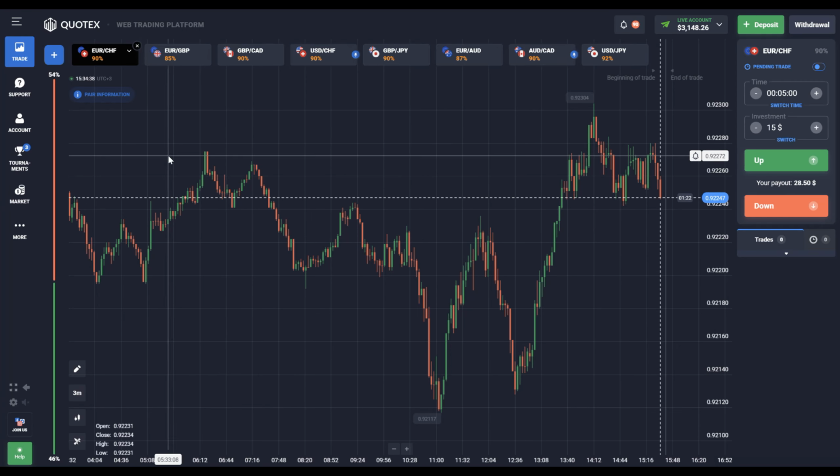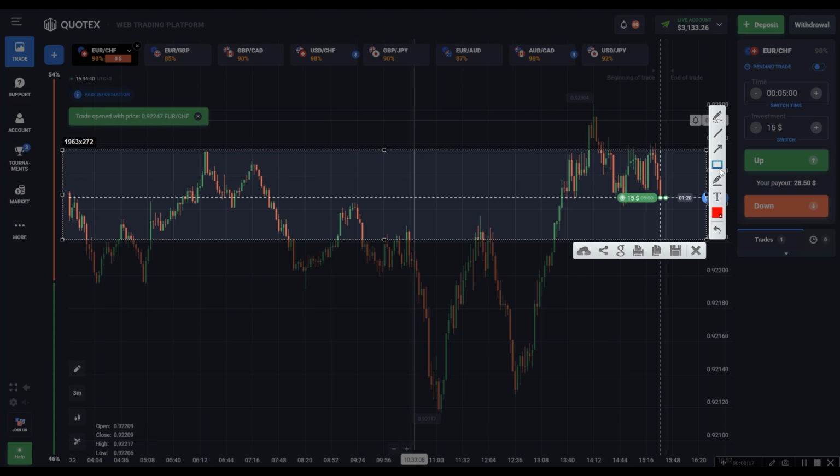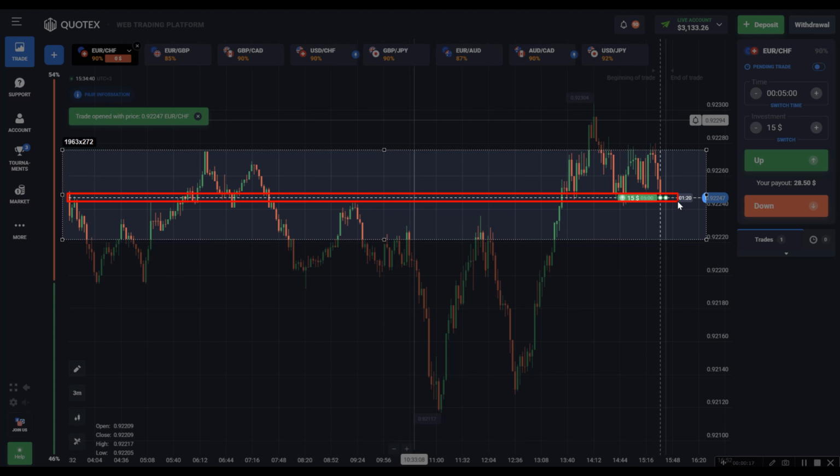Basically, I think we can even open a trade already. Euro Swiss franc, I'll open a trade for an increase. We identify support and resistance zones, that is, areas from which the price will bounce off. In this case, this is our entry point. We opened a trade for an increase. You can see that the price is reversing at the same zone.